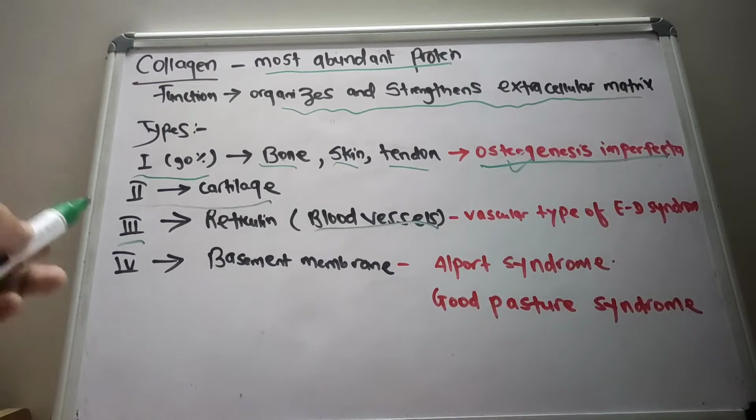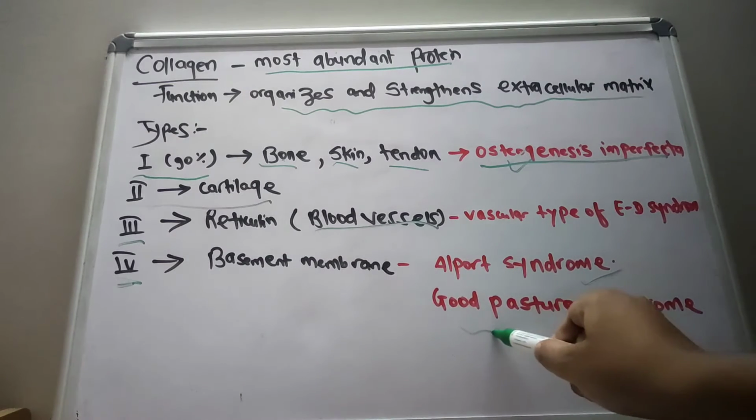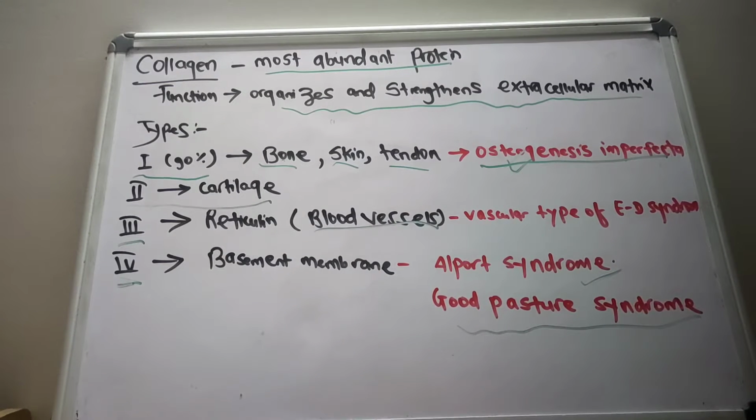So let us go to type 4 collagen. Type 4 collagen is present in the basement membrane, that is the basal lamina, and in the lens of the eye. So type 4 collagen is under the floor, in the basement membrane. It is defective in Alport syndrome. And it is also targeted by autoantibodies in Goodpasture syndrome. So you should know this.